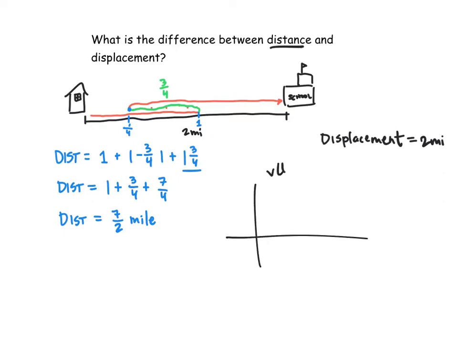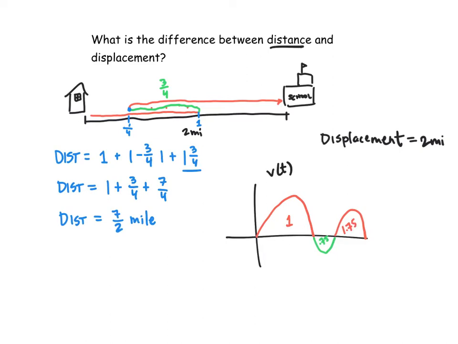So let's put v of t up here and consider our situation here. Well, let's say we traveled 1 mile, and then 3/4 of a mile, and then what did we end up being? 1 3/4 of a mile. All right, does that look familiar?